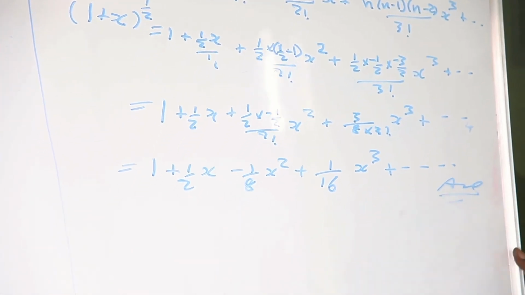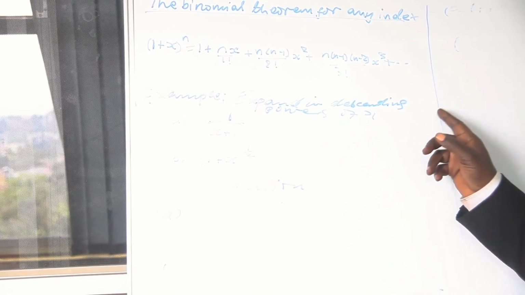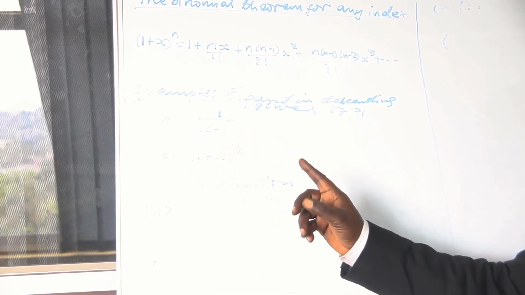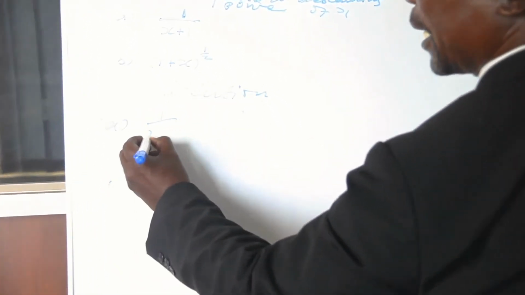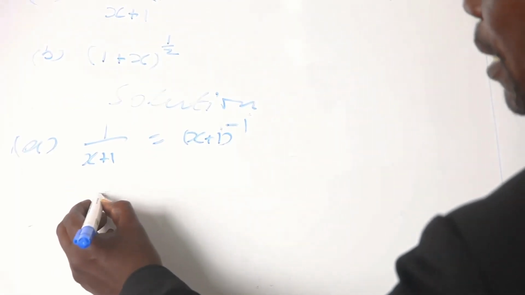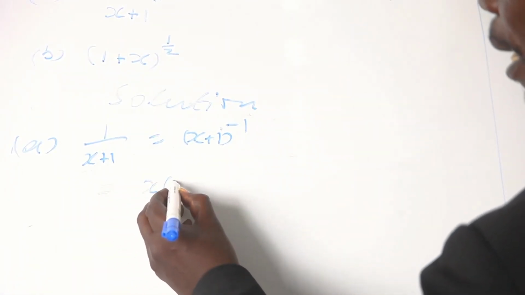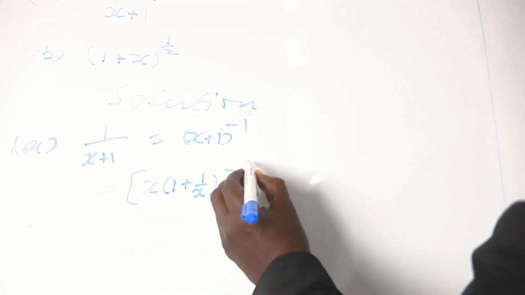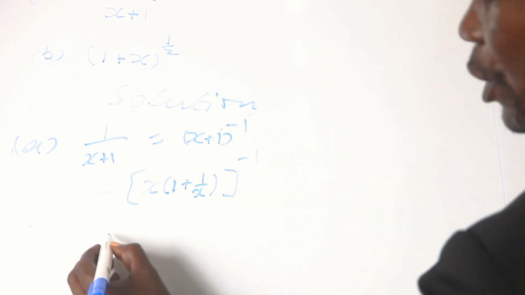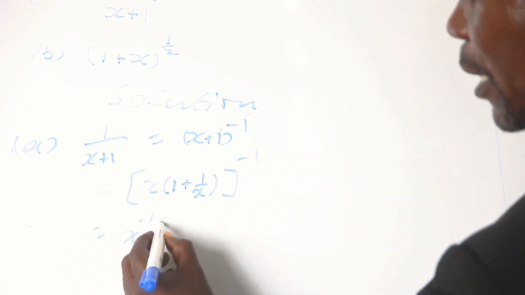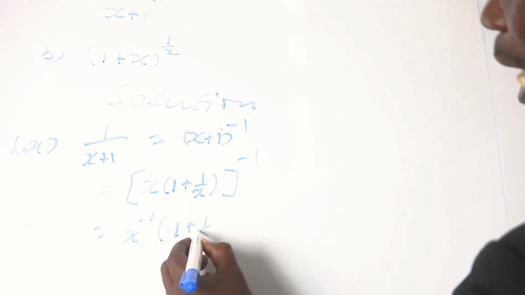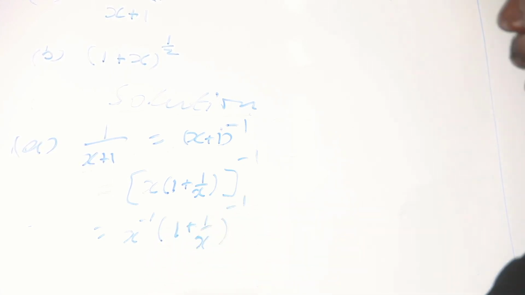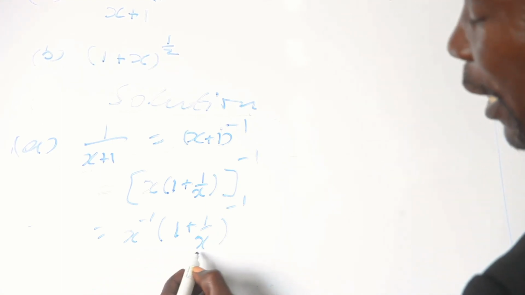That is the answer. Expand in descending powers of x. Part A, 1 over x plus 1. B, (1 + x) raised to the power a half. So this one, 1 over x plus 1, is the same thing as x into (1 + 1/x), the whole lot raised to the power negative 1. So this one becomes x^-1 in bracket (1 + 1/x) raised to the power negative 1. Then you consider this part.